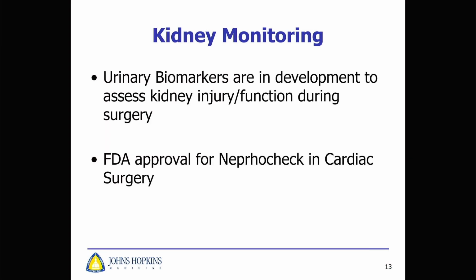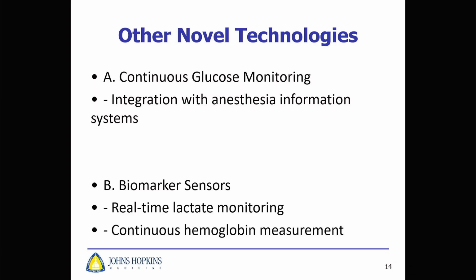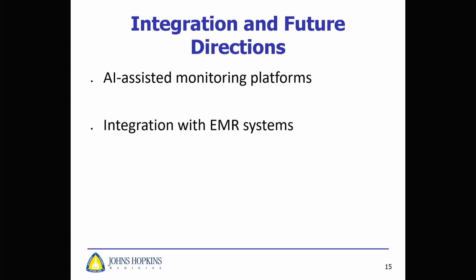Down the line, there are also new approaches to kidney monitoring. Urinary biomarkers are in development to assess kidney injury during clinical care rather than wait 2 days to see AKI manifest itself. There's also continuous glucose monitoring. Y'all have seen the commercials advertising for all folks to check their continuous glucose. Well, it kind of makes sense. We might consider using those in the perioperative period for different reasons. And there are also other biomarker sensors.